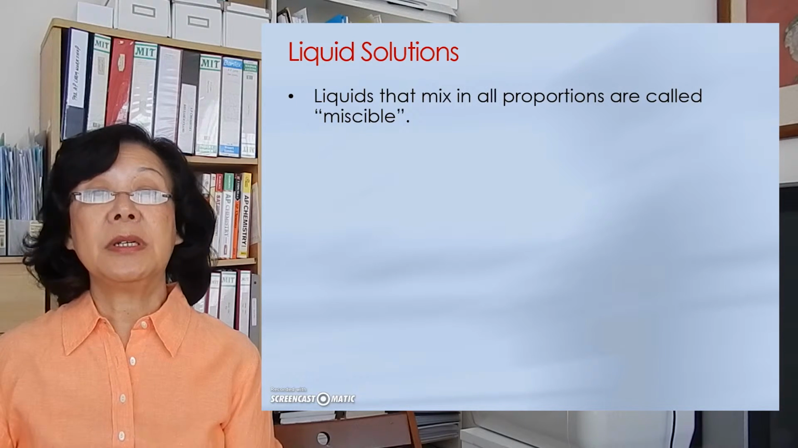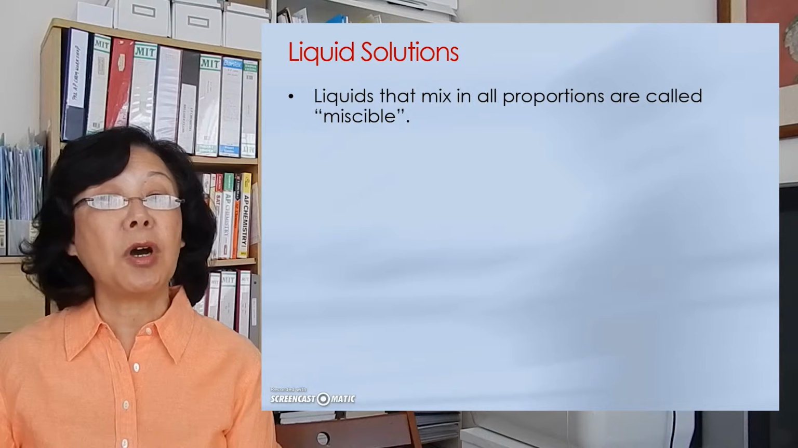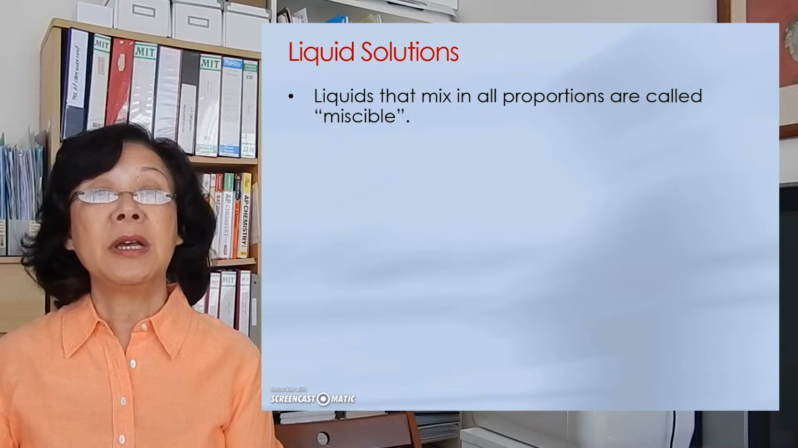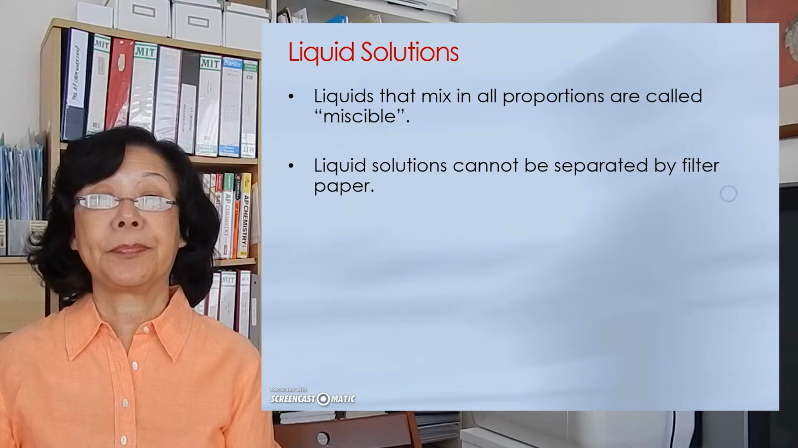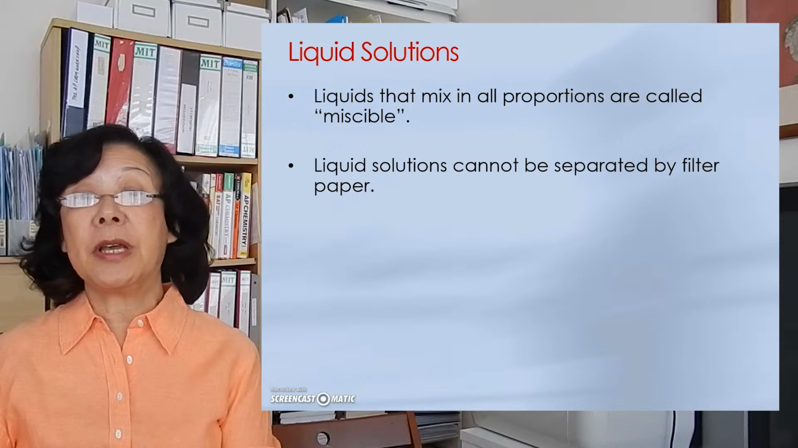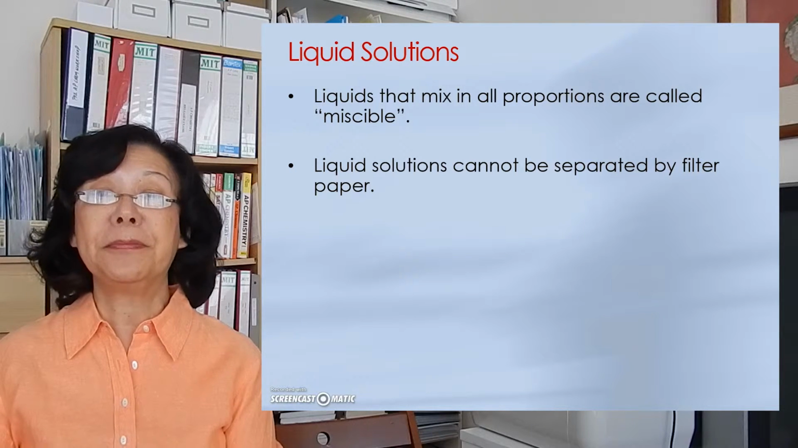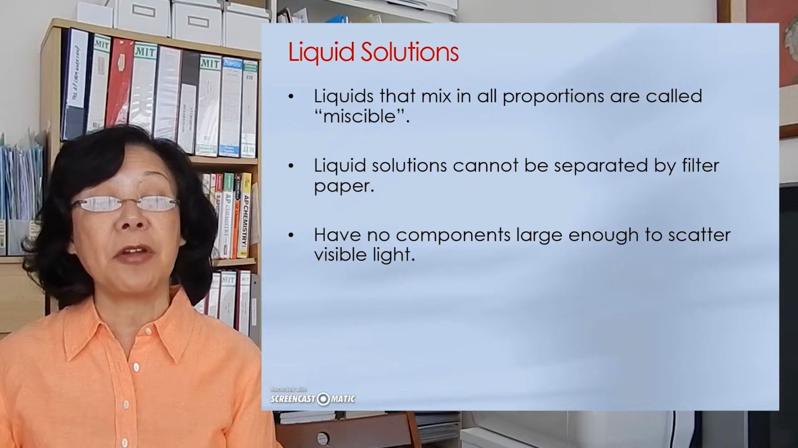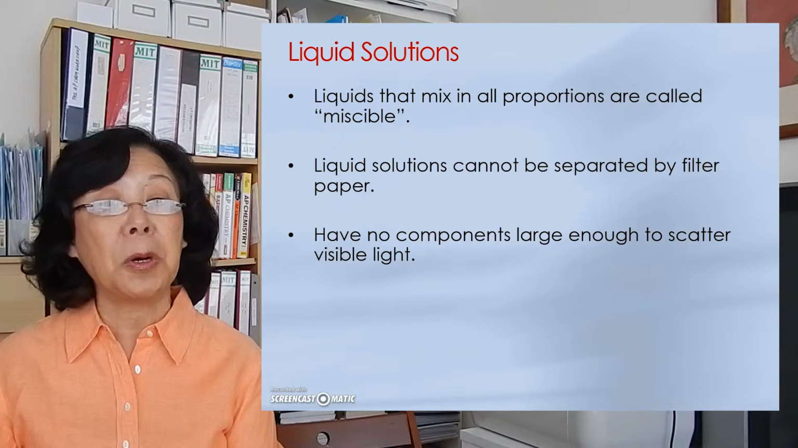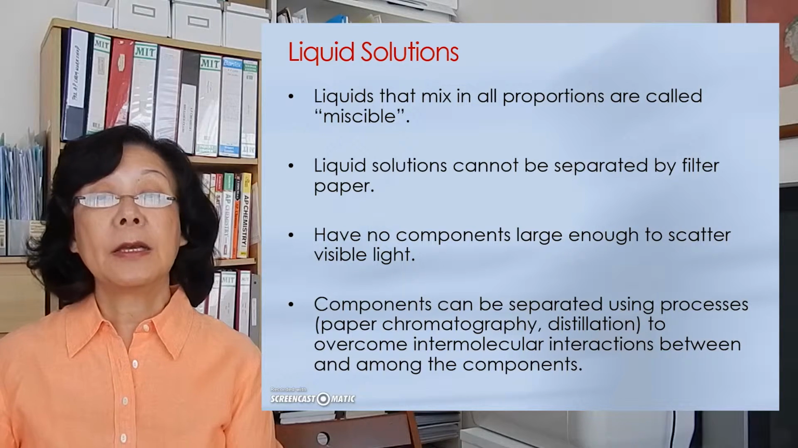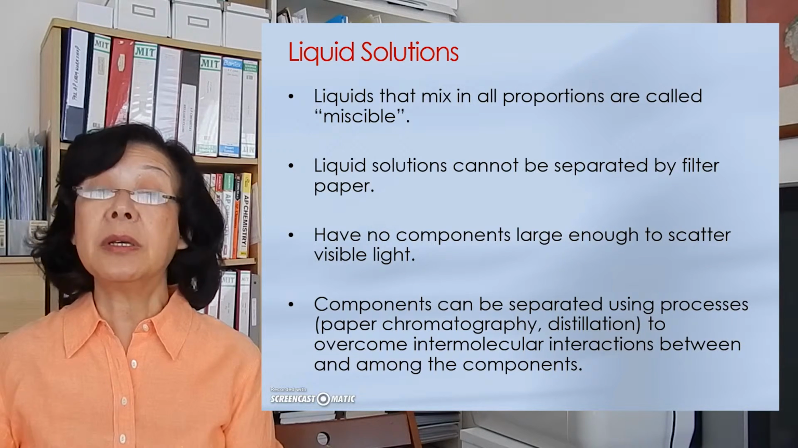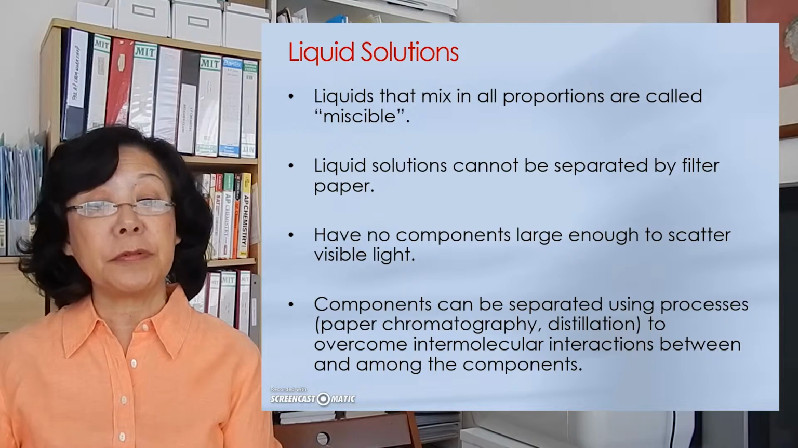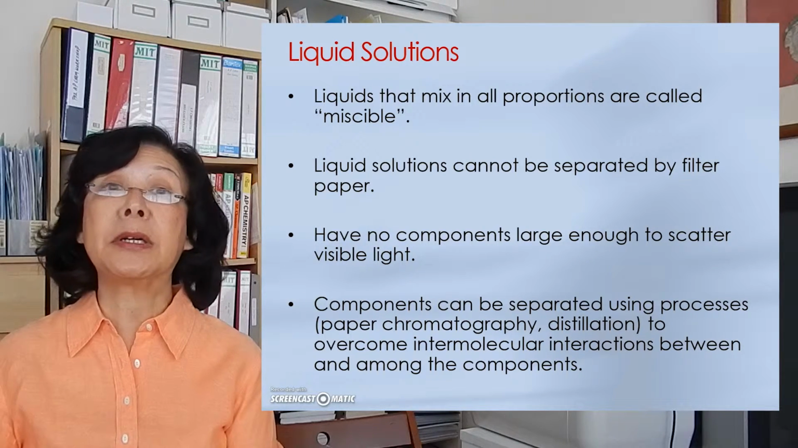Liquid solutions consist of liquids that mix in all proportions, and if they mix well and you do not see a dividing line, it is called miscible. A liquid solution cannot be separated by filter paper. They have no components large enough to scatter visible light, so they are not a colloid. Components can be separated using paper chromatography or distillation, to overcome the intermolecular forces of attraction between and among the components.